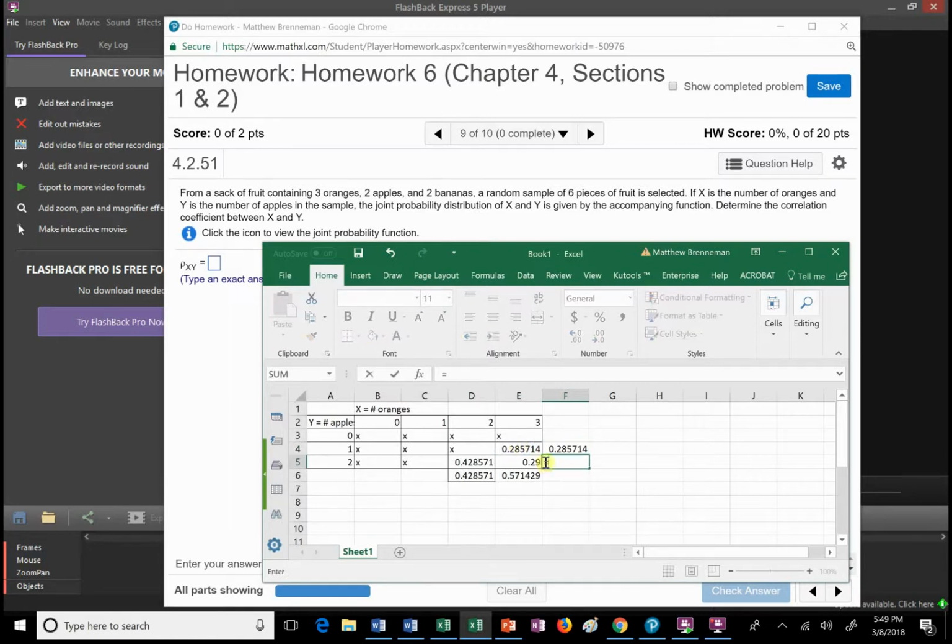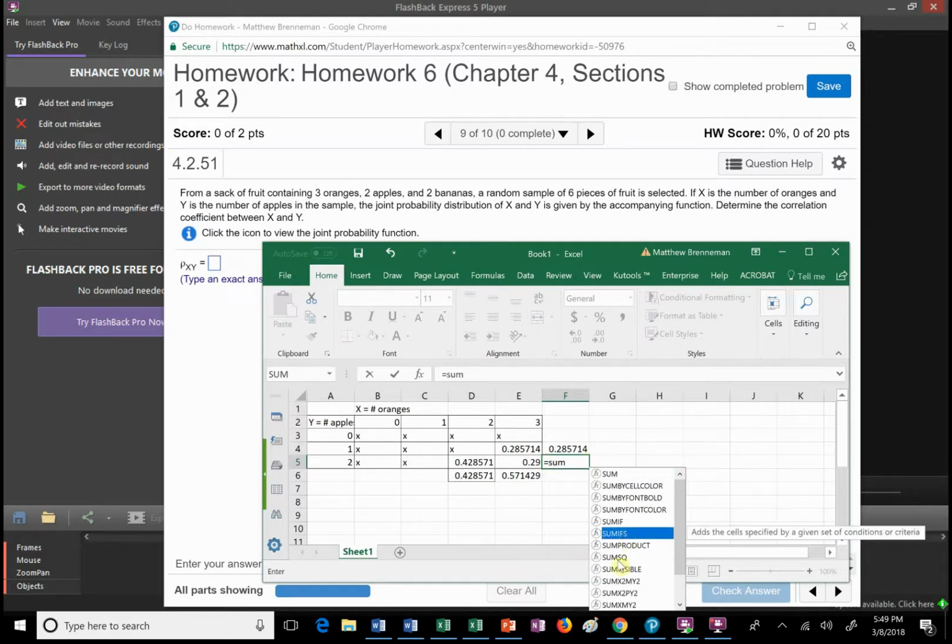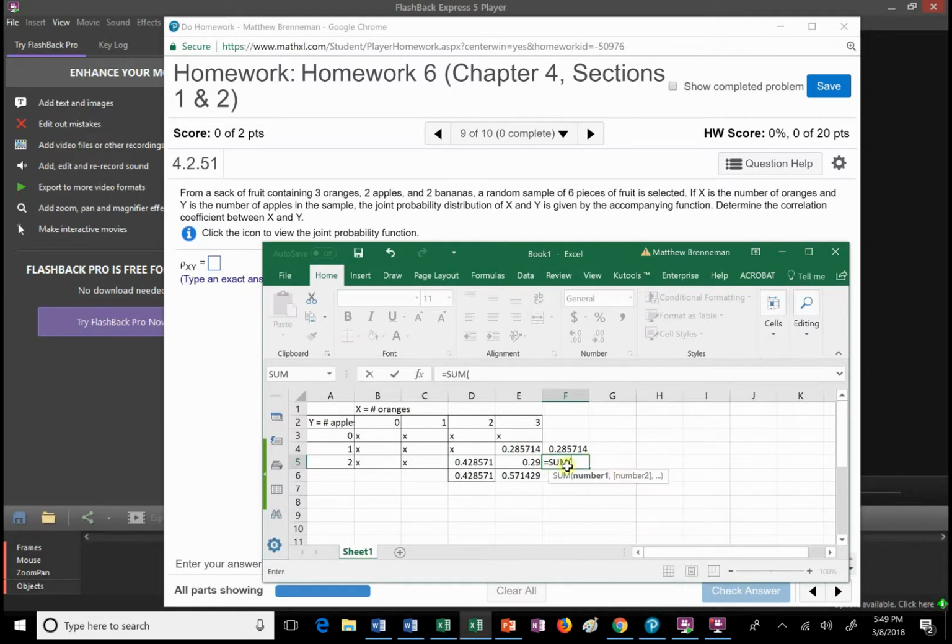And I'm just going to sum these two. Okay. And there are so few values that I could easily do this by hand. That's okay.